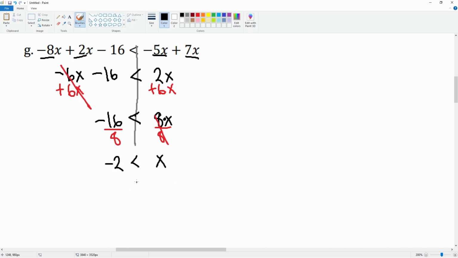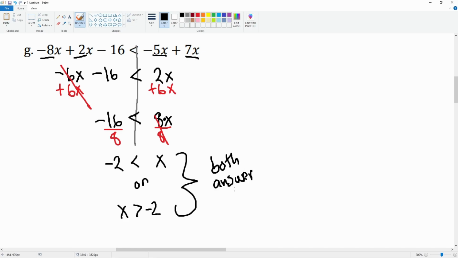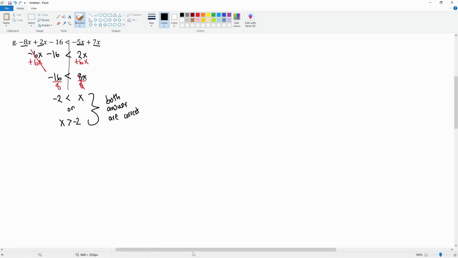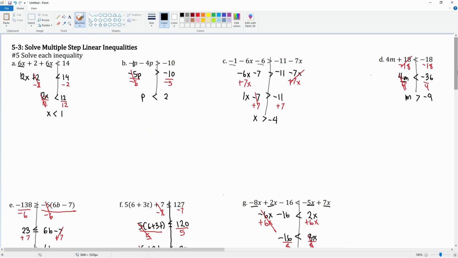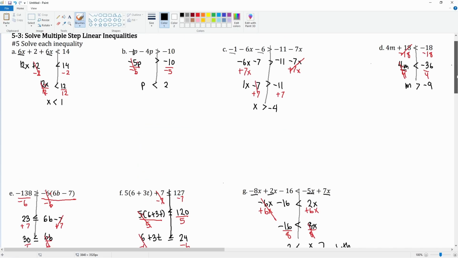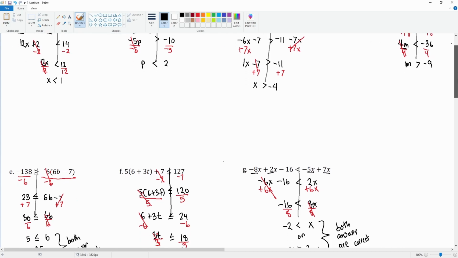This is the correct answer, or you can write it as x greater than negative 2. Please understand that right here, both answers are correct. Right? So there you go. That is how you do the second part of number 5, solving the multiple step linear inequalities.